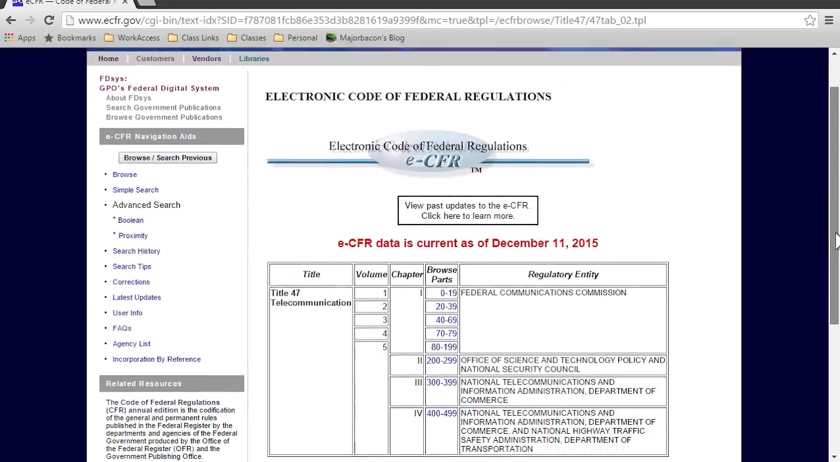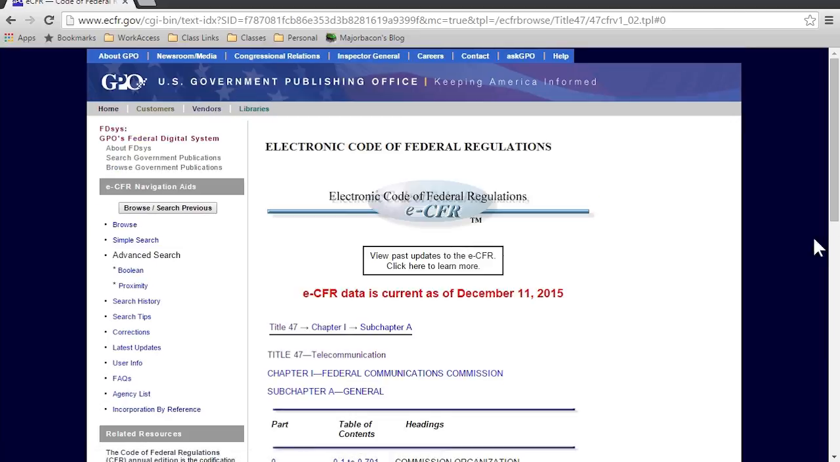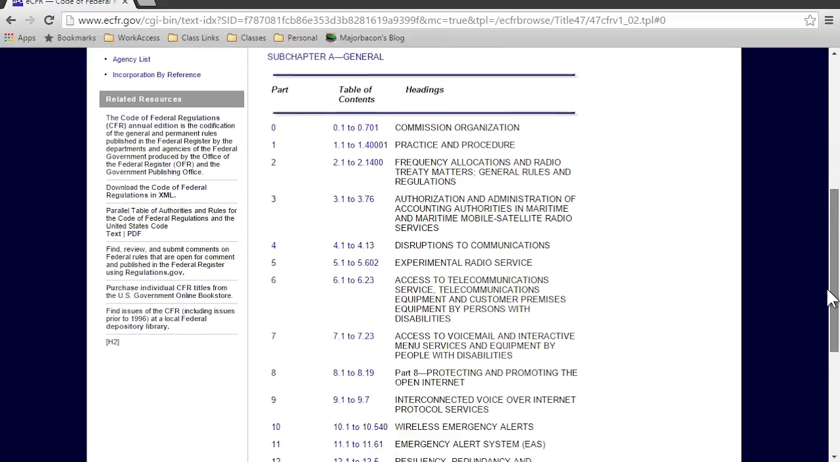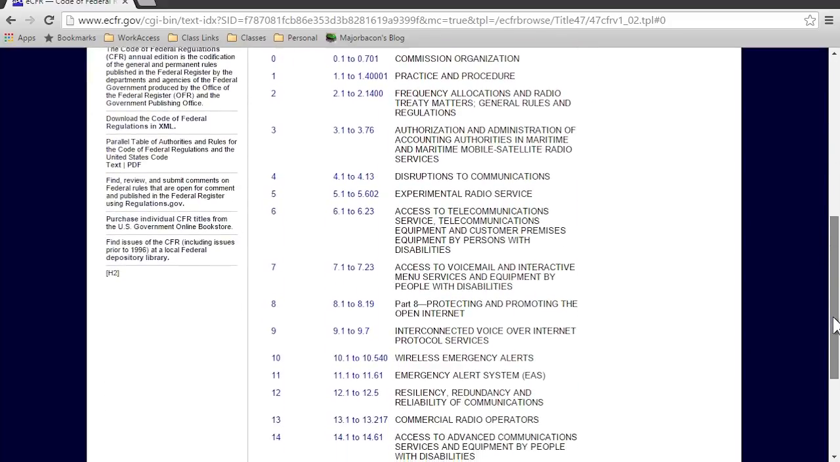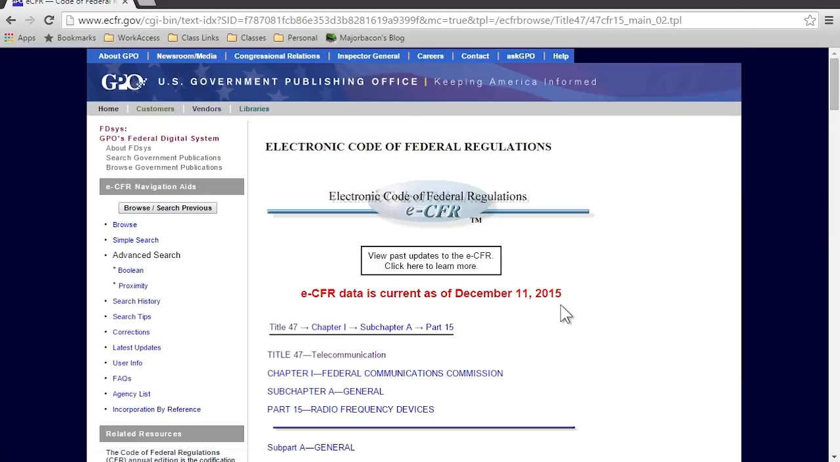And you can see we have several different bodies that have standards. The FCC is one of them, as well as the Office of Science and Technology. But we actually want to look at the FCC, and we're going to jump to Part 15. So we're going to jump to the 0 through 19 section here. And here are the different parts. So again, the emergency alert system. You know that sound. Here's radio frequency devices, Part 15. That's what we're looking for here.